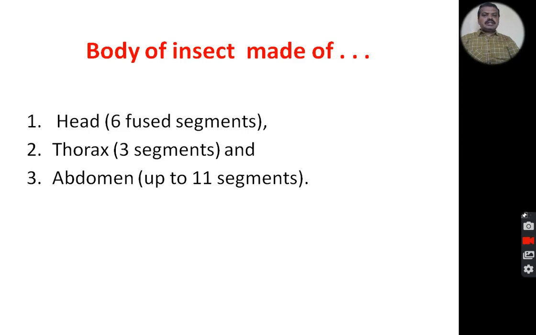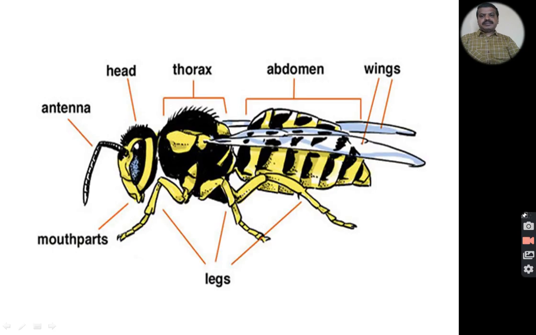Next is the thorax, the middle part of the body. It is again further divided into 3 segments, that is prothorax, mesothorax and metathorax. And the last is the abdomen. The abdominal segments vary in different species of insects, ranging from 5 to 11 segments.